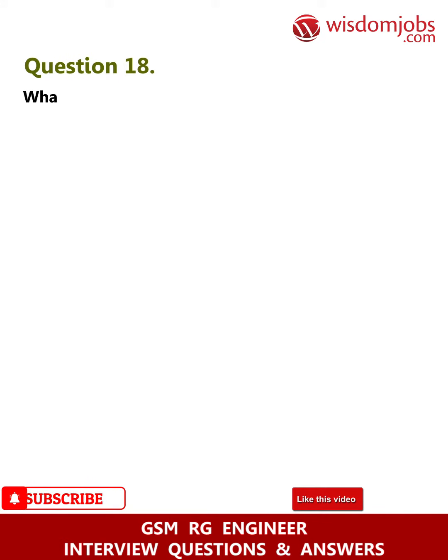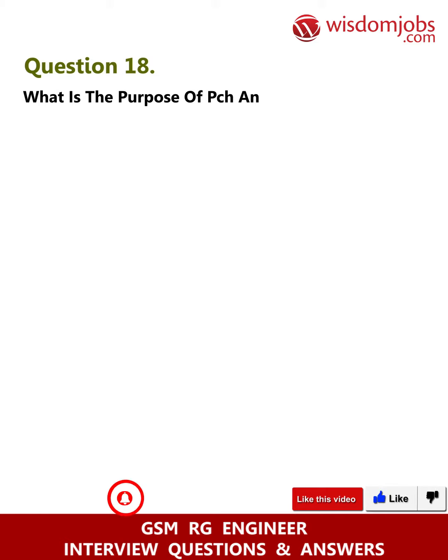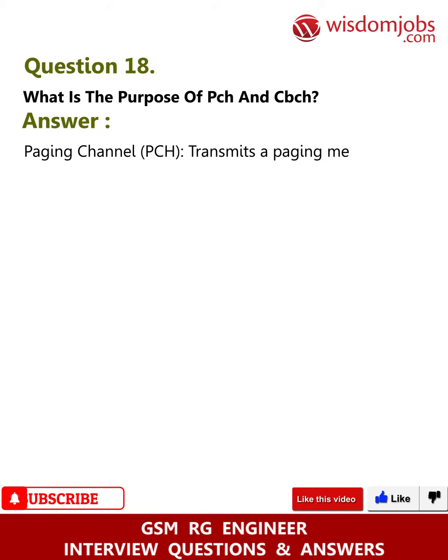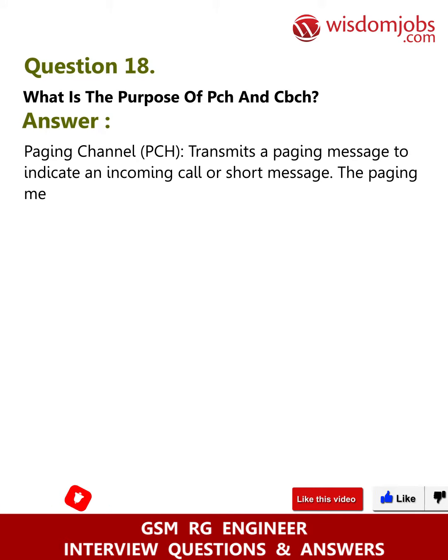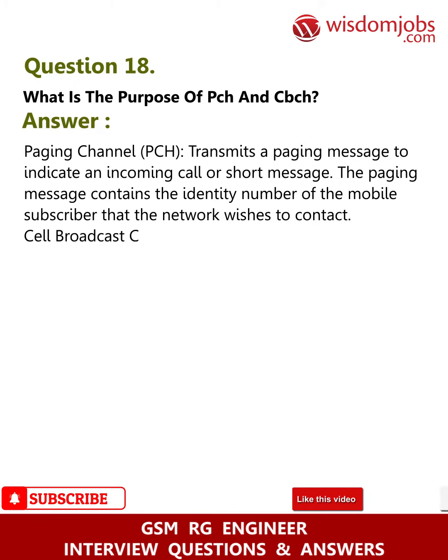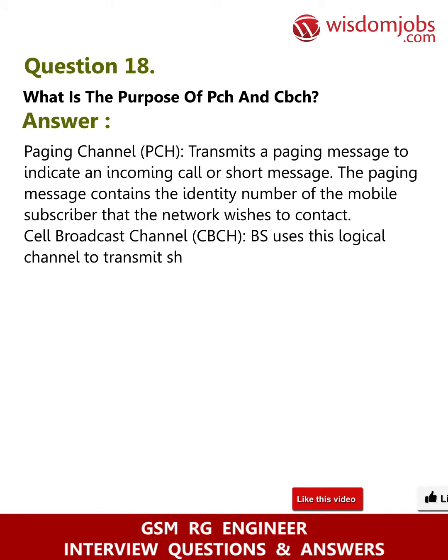Question 18. What is the purpose of PCH and CBCH? Answer. Paging channel PCH transmits a paging message to indicate an incoming call or short message. The paging message contains the identity number of the mobile subscriber that the network wishes to contact. Cell broadcast channel CBCH: the BS uses this logical channel to transmit short message service cell broadcast.